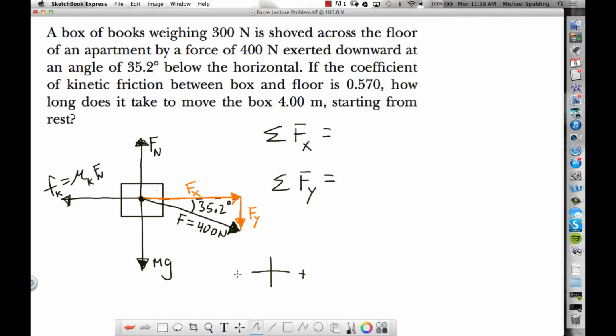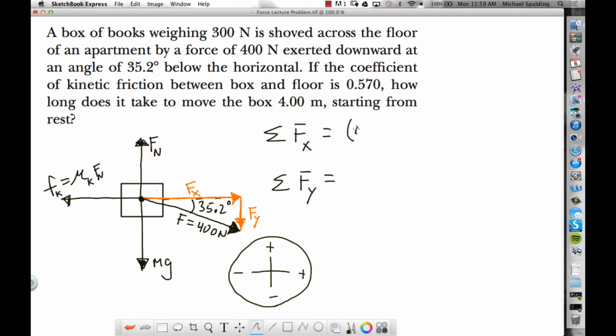To the right is plus, to the left is minus, up plus, down minus. Okay, that's our sign convention. Now, the 2 forces in the X direction are this guy and this guy. Those are the only 2 forces in the X, right? So when you sum, it's going to look like this.